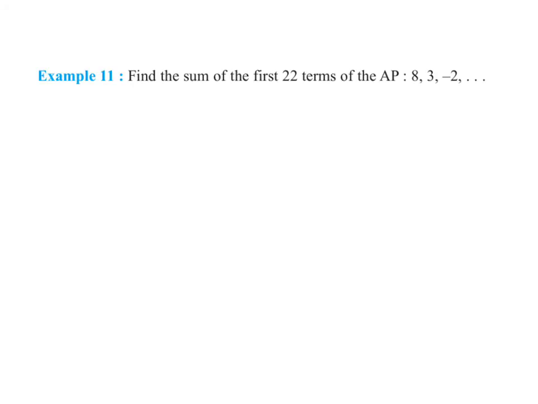Let's try this problem. Find the sum of the first 22 terms of the arithmetic progression 8, 3, negative 2, and so on. So, do we know what's the first term? It's 8. What is the common difference d? 3 minus 8, which is negative 5. What are the number of terms given? n is equal to 22.